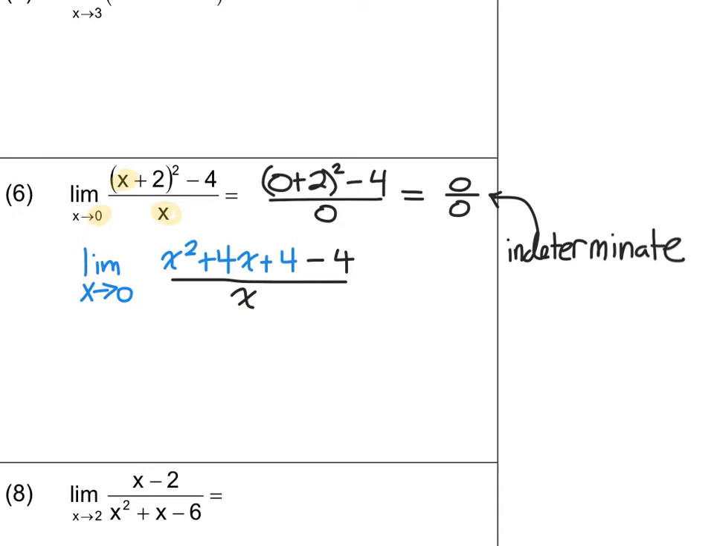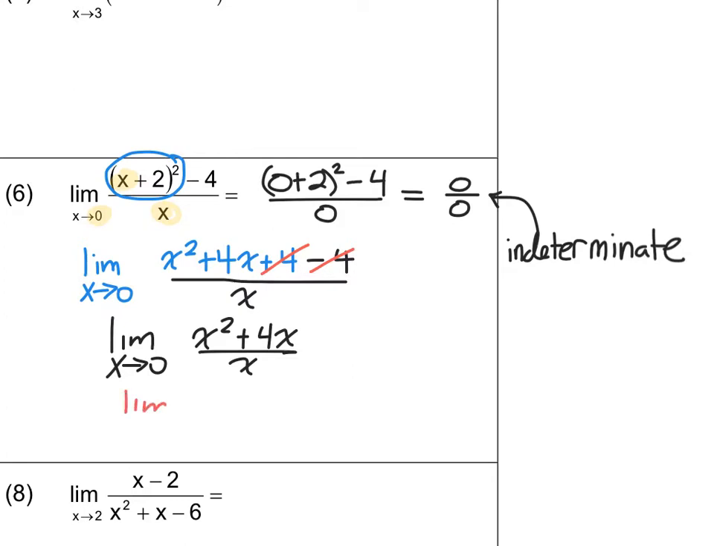How'd you get that? Oh, just FOIL. Yeah, this guy here. Makes sense. All right. So then we have a positive or negative 4. We can cancel those away. We're looking at the limit as x approaches 0 of x squared plus 4x over x. All right. Every term has an x in it. That's nice. So kill an x. You're looking at x plus 4.